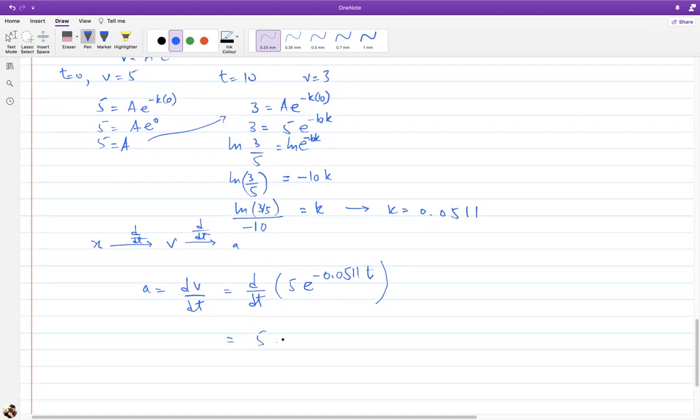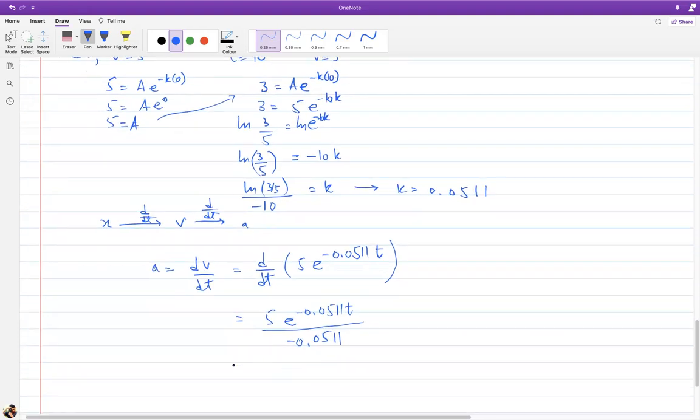Now that will become 5 e power minus 0.0511 t, and we know that the derivative is basically dividing it by this power. So this power's derivative is this, we divide by that. At t is equal to 10, now we can apply the values. Acceleration becomes 5 e power minus 0.0511 times 10 divided by minus 0.0511. And you can just plug that in a calculator to get your final answer. Okay, so pretty simple. Let's do another question.